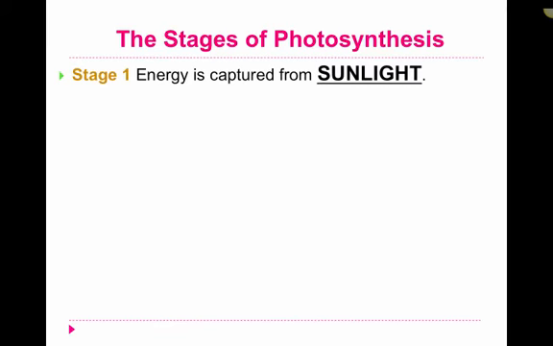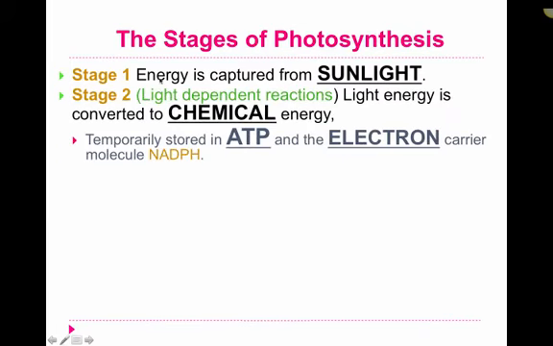So there are some stages of photosynthesis that we need to talk about, and basically we've covered them, but we're going to summarize them now. The first stage is energy capture. The energy is captured from the sunlight and it occurs outside. Stage 2 is the light-dependent reactions. The light energy is converted into chemical energy. This is very, very important. I would like you to star, double star, underline, or highlight stage 2. Light energy is converted to chemical energy.